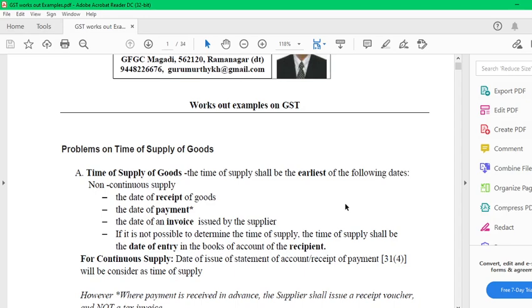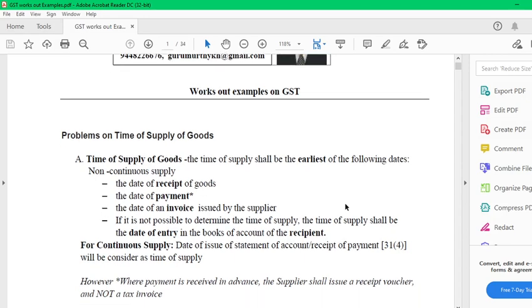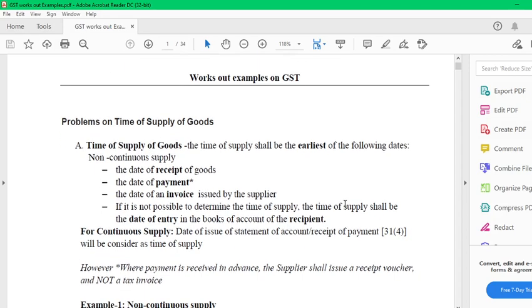If it is not possible to determine the time of supply with the above information, then the date of accounting entry, or ledger entry, or date entered in the books, should be considered as the time of supply for non-continuous supply. For continuous supply, the date of issue of statement of accounts or the receipt of payment date will be taken as the time of supply.